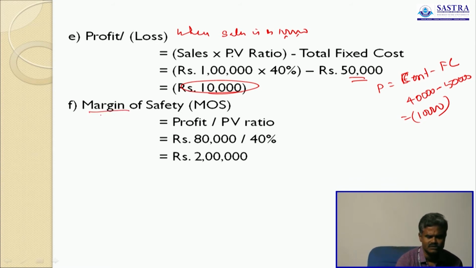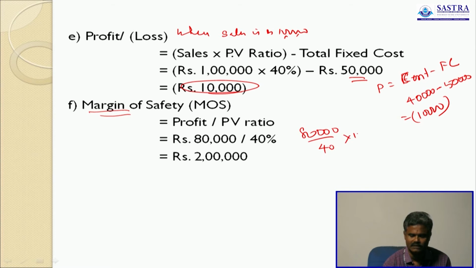Then the next question is margin of safety. Margin of safety is profit divided by PV ratio. Profit is given 80,000, PV ratio is 40 percentage. So 80,000 divided by 40 into 100, so 2 lakh rupees. This is the answer.